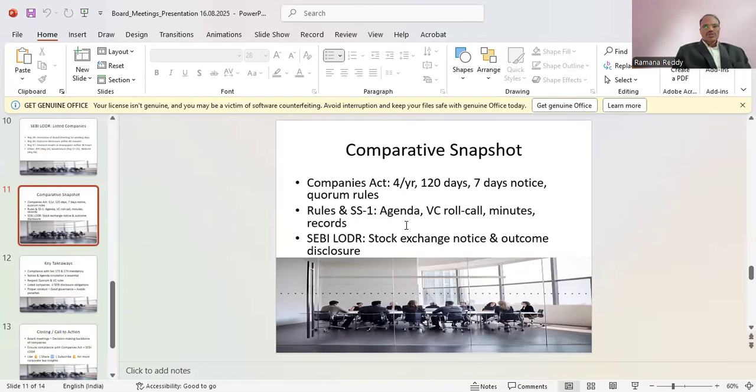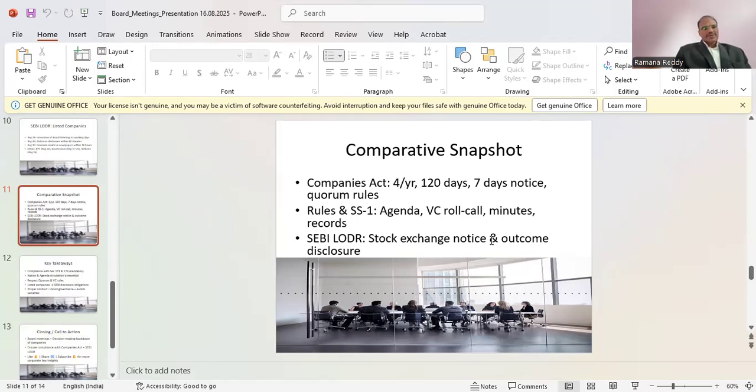And under SEBI LODR, as we discussed, intimation to the stock exchange is 2 working days before the meeting. And then quorum, one-third of directors or 2, whichever is higher. VC attendance is also taken for the count. And as per Secretarial Standards, roll call is maintained throughout the VC. Even in LODR, same as the Act, no additional rule regarding the quorum.